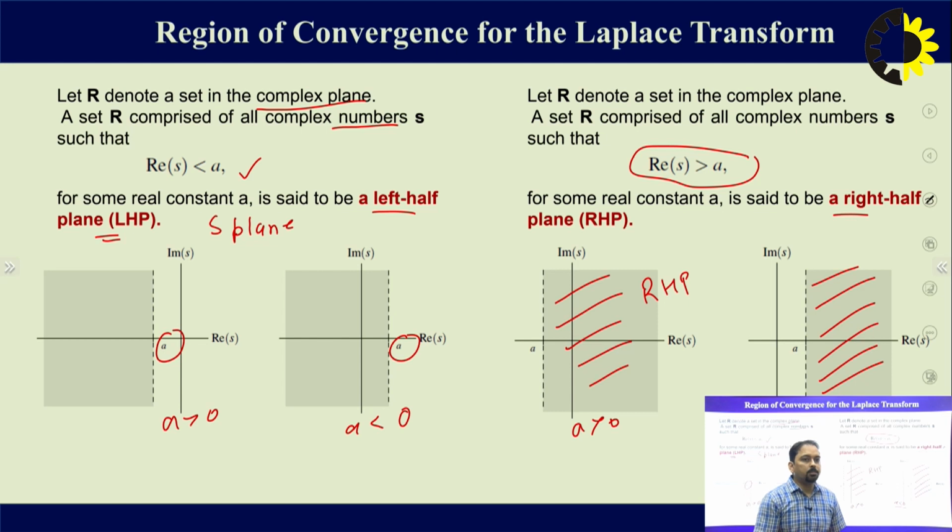We'll see later on some properties of the region of convergence, ROC. For right-sided signals and left-sided signals, we are going to decide what the region of convergence is for the Laplace transform X of s. So this is all about the region of convergence. In our next lecture, we will see that there are some 7 to 8 properties which are helpful in deciding the corresponding region of convergence for X of s.